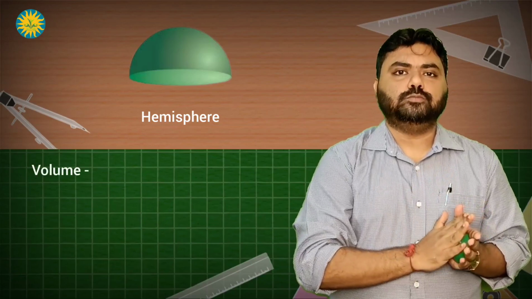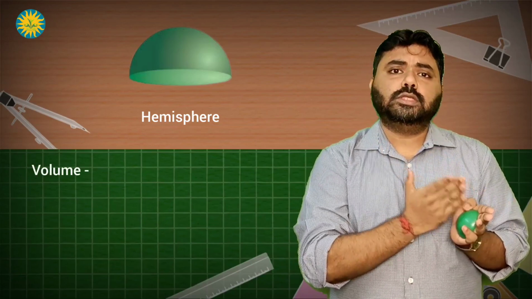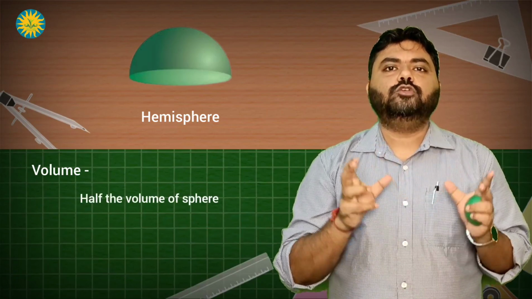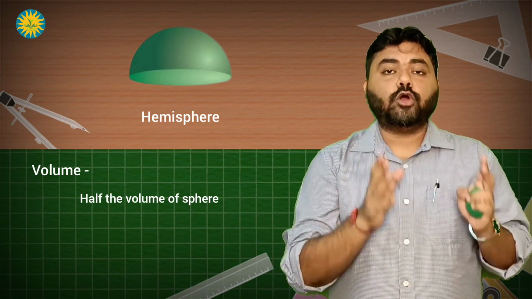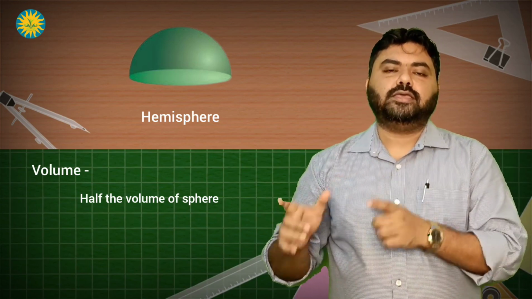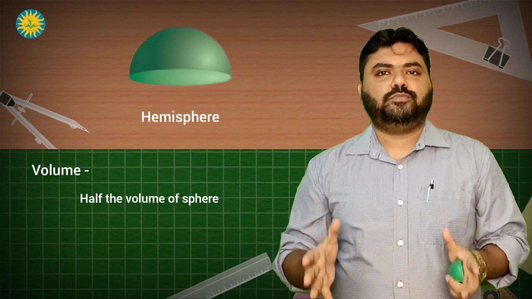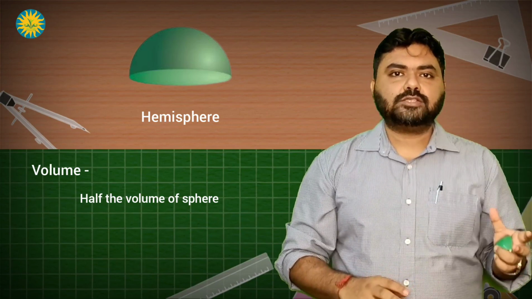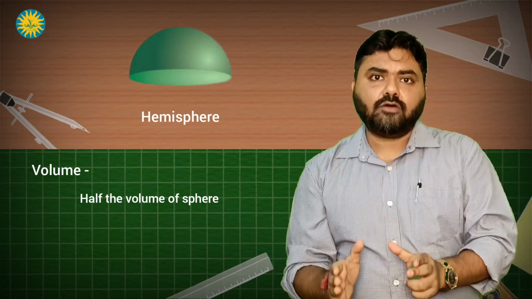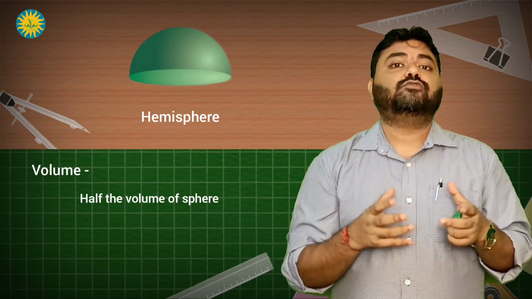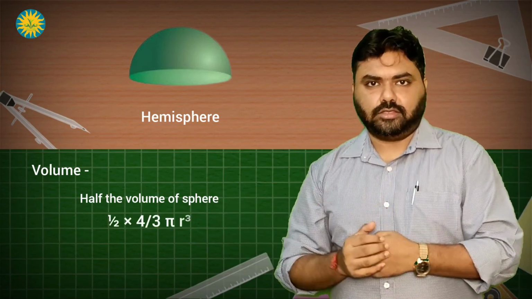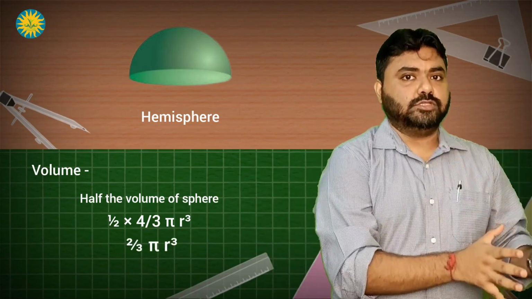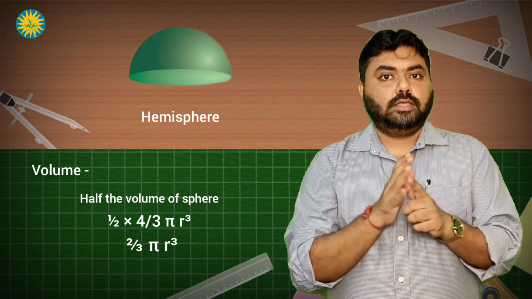Now the volume of both hollow as well as solid hemisphere will be half of the volume of a sphere. The volume of the sphere was 4/3 pi r cube. Since it is a hemisphere, meaning half of the sphere, the space occupied by the hemisphere will be half the space occupied by the sphere. Therefore the volume will be half of 4/3 pi r cube, that is 2/3 pi r cube. So this is the volume of a hemisphere, whether it is solid or hollow.